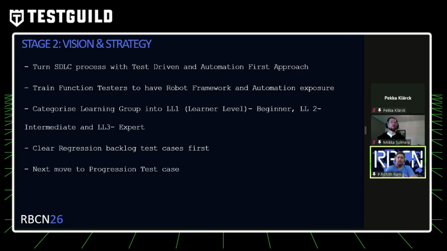We decided to categorize people based on their expertise. So we had learning level 1 or beginner level people, learning level 2 or intermediate people, and learning level 3 or expert level people. The first strategy is to clear the backlog, that is, regression first. For every release cycle, the regression pack gets executed and we already see the positive impact of automation. Next is to move on to progression test case automation, or in-sprint automation.